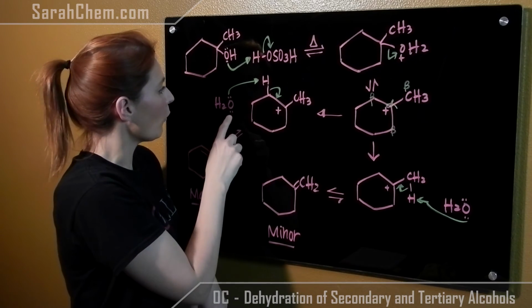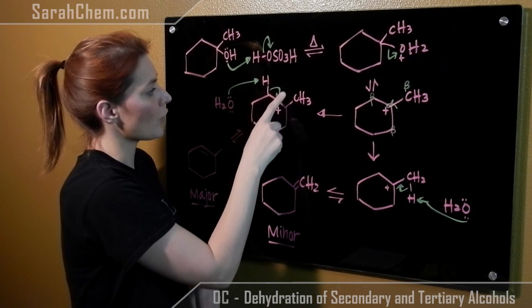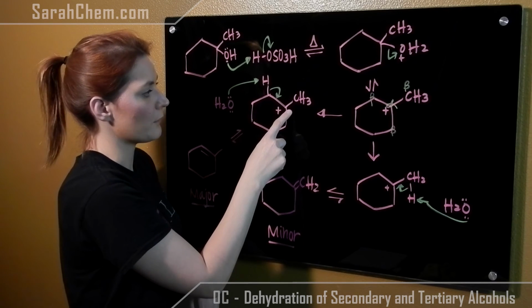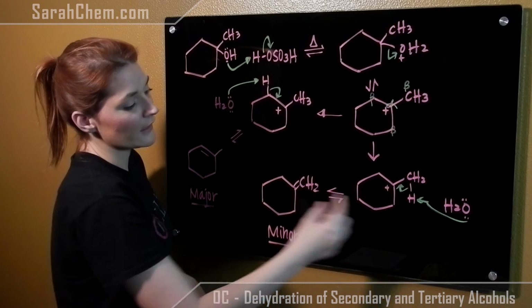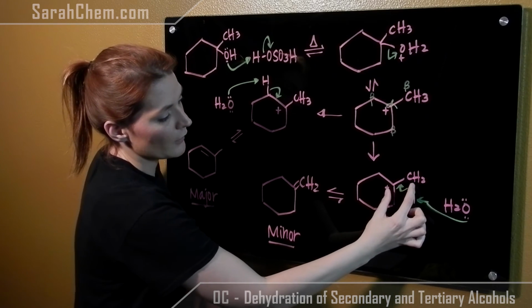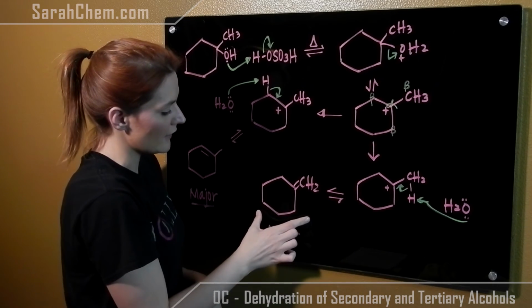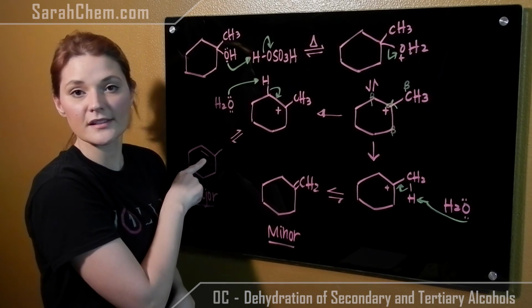So over here, my water group that I kicked off earlier will come, attack the hydrogen, and drop those electrons down between the alpha and the beta, giving us this as the product here. Alternatively, my water could come, attack this hydrogen, and drop those electrons between this alpha and this beta, giving me this product.